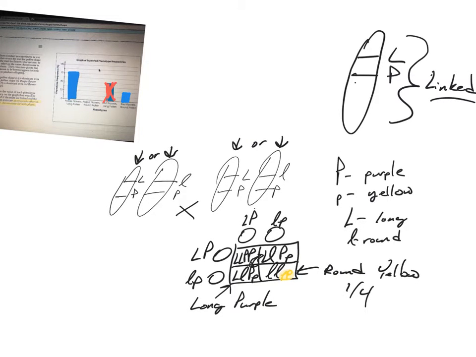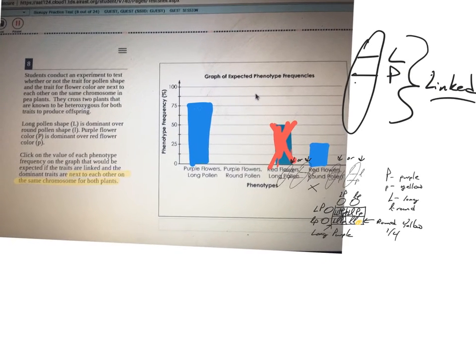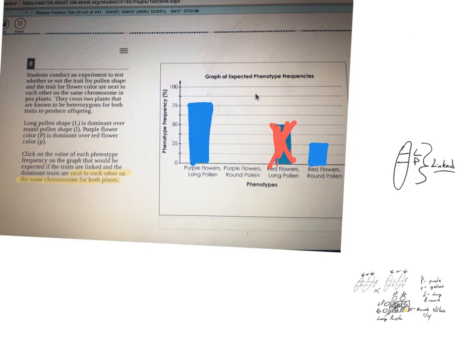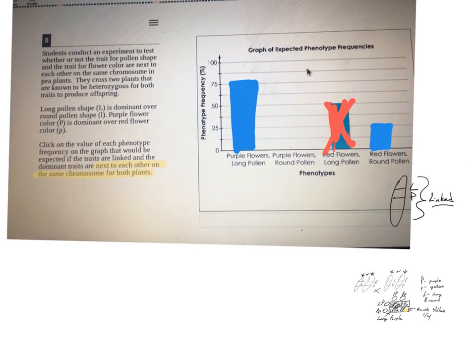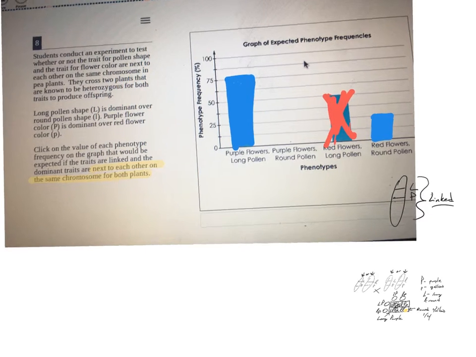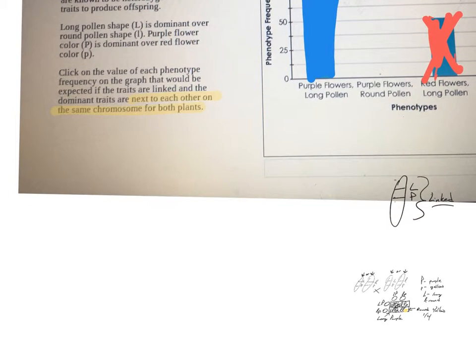You got to be careful, right? You got to be careful because of the trick here. What was the trick? See how tricky they can get. And you asked me why are your questions so hard, Mr. Mendoza, on your test? Because these are the kinds of questions the state's gonna ask you. So they say next to each other on the same chromosome for both plants. That tells you that they're on the same, and they also tell you what?